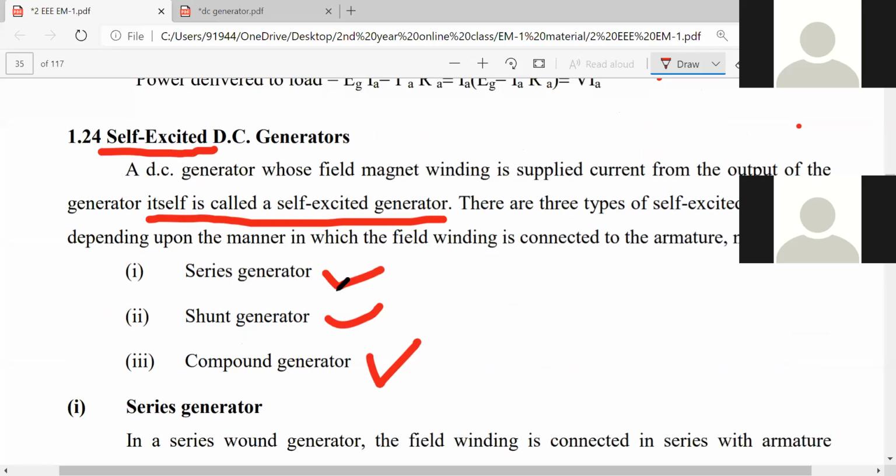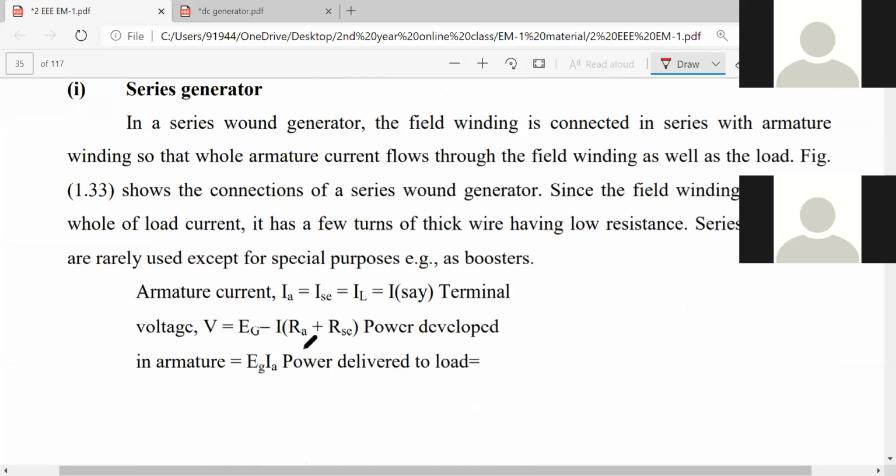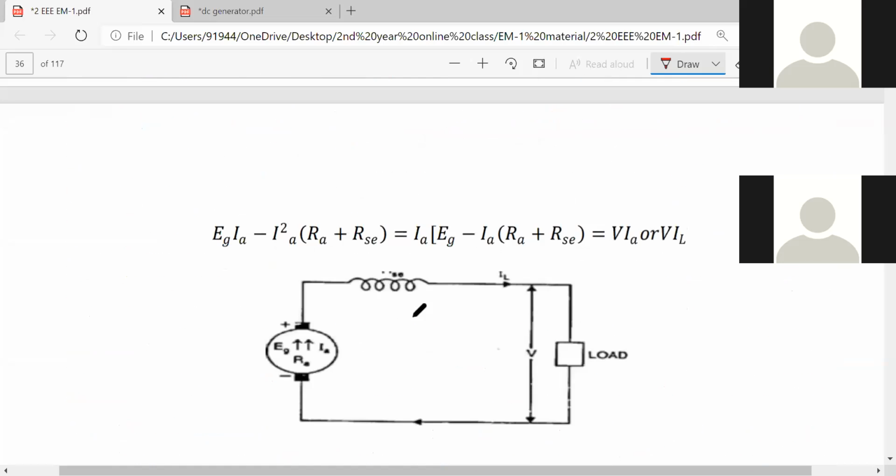Series means field winding and armature winding are both connected in series. Shunt means connected in parallel. If one machine has both series and parallel combination, the machine is called compound. Okay, so this is a series generator.